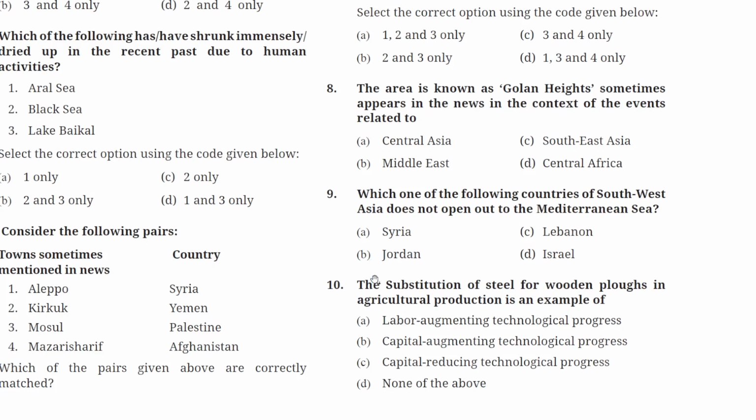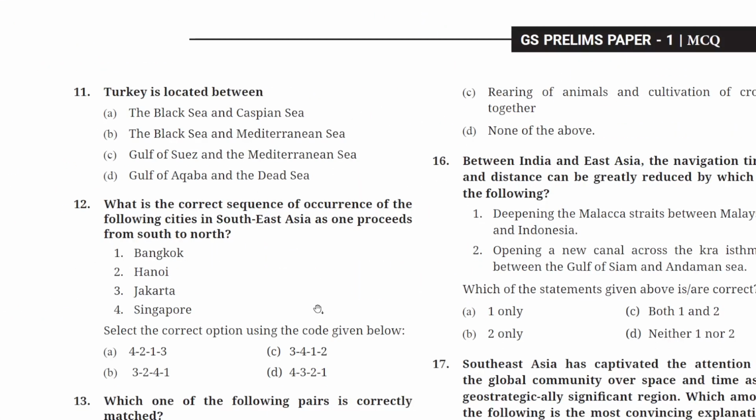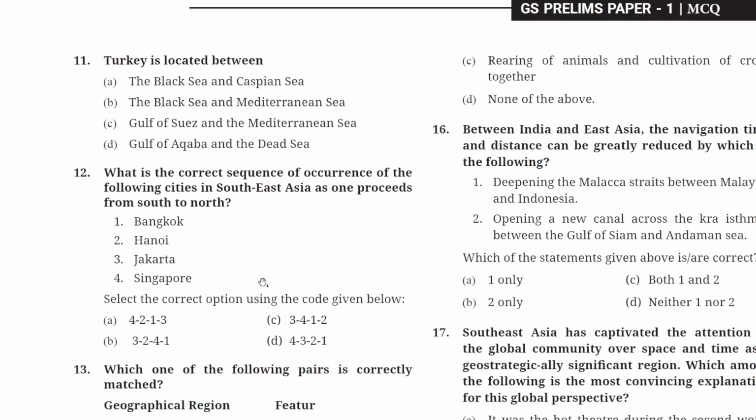Question number 10. Capital augmenting technology. The substitution of steel for wooden plows in agricultural production is an example of capital augmenting technologies. Very easy question. Answer is B. Question number 11. Turkey is located in, very easy, Black Sea and Mediterranean Sea. B.